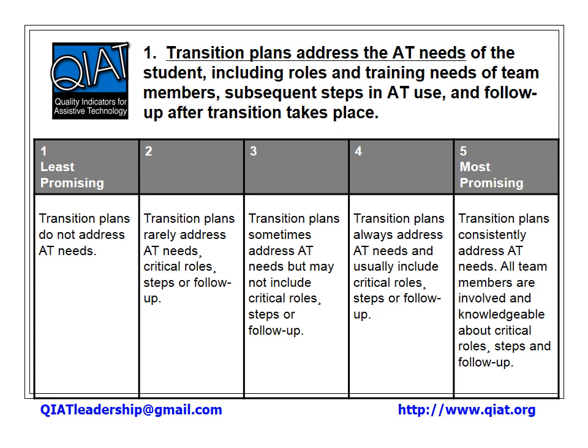I always like to move, you have this available to you from the QIAT website, so I always like to move to the middle area just to demonstrate the scope and sequence of these matrices. So the middle one, number 3, is transition plans sometimes address AT needs but may not include who's going to do what or what steps need to be followed. And then the number 5 indicator, the most promising one, transition plans should consistently address AT needs, and the team members who are involved should know what their roles are and what the next steps are to follow.